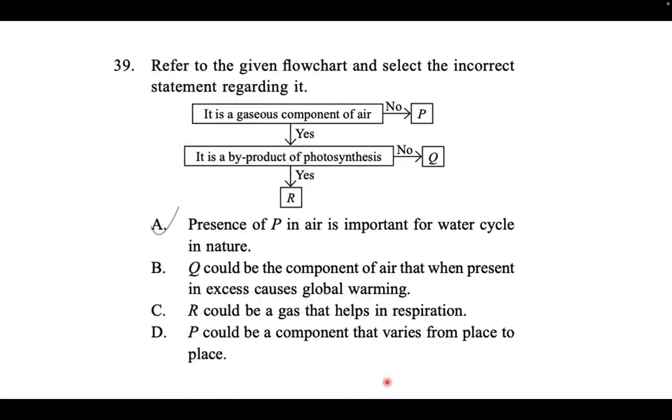9. According to the given flow chart, P is not a gaseous component of air. Hence, it could be dust particles, etc. Dust particles are not important for water cycle in nature.